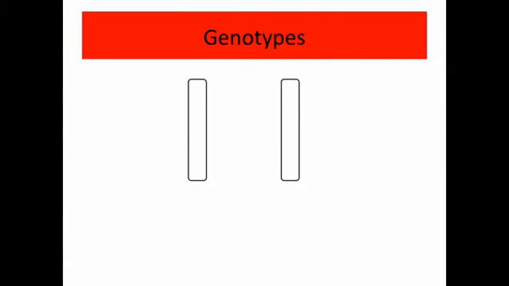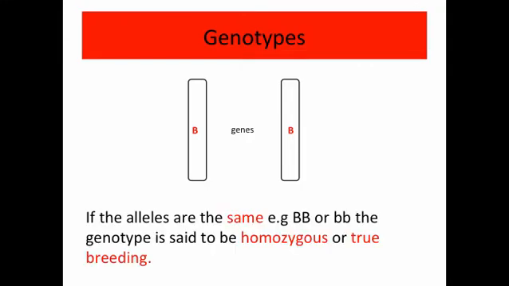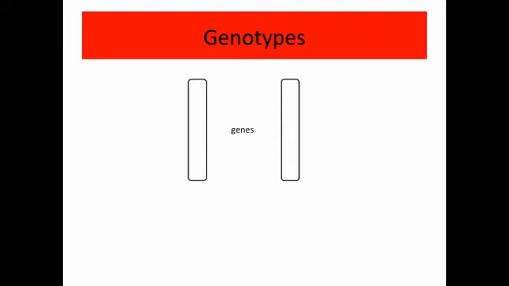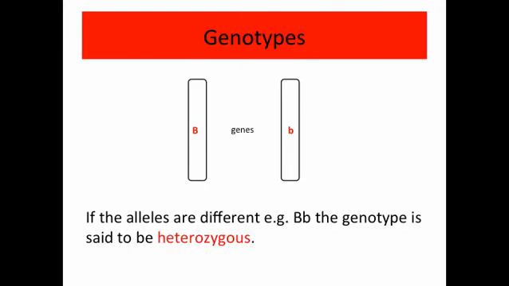Genotypes then. If someone has the genotype capital B, capital B, we can say they are homozygous or true breeding for that characteristic. If the genotype is small b, small b, we would also say they are homozygous or true breeding. Homo in biology, or Latin I think it is, means the same. Zygous, as you can see, relates to zygote. If someone has two different copies of a gene, for example, capital B, small b, they are heterozygous. Hetero means different.